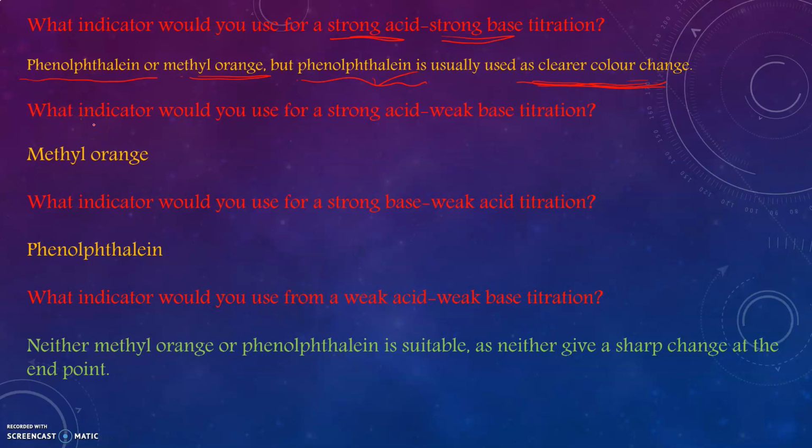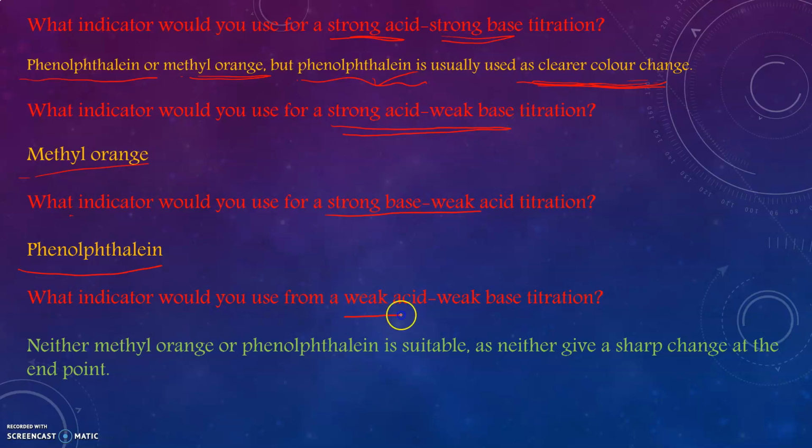What indicator should you use if the titration is between strong acid and weak base? You can use methyl orange. What indicator would you use for strong base and weak acid titration? Phenolphthalein. So actually, phenolphthalein is used in strong acid and strong base because it has a clear change of color, and it's used when you're using strong base and weak acid. For a titration between strong acid and weak base, we use methyl orange.